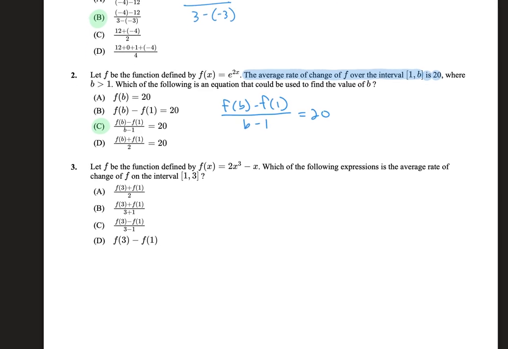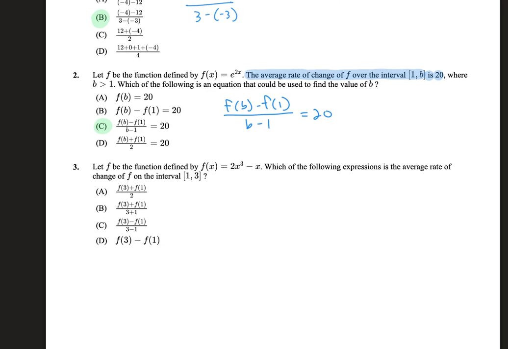Okay, next one. Let f be the function defined by f of x equals 2x cubed minus x. Which of the following expressions is the average rate of change of f on that interval? Again, they use function notation, so it's just f of 3 minus f of 1 over 3 minus 1. So average rate of change on an interval is doing the slope between the two endpoints of the interval.